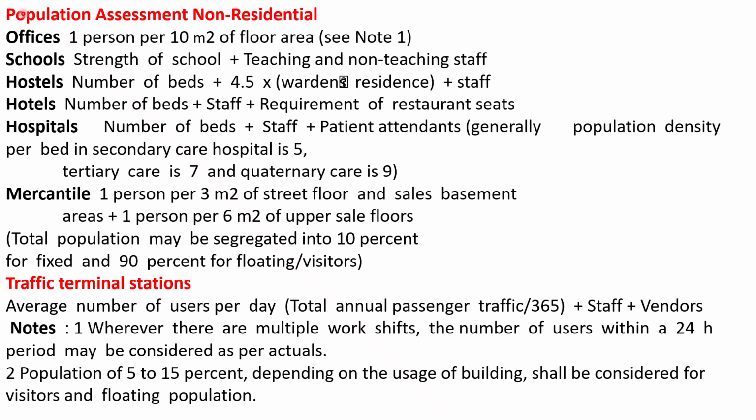Here is a short guideline for non-residential building. For offices, you are supposed to take 1 person per 10 square meter of floor area. For schools, strength of the school, teaching and non-teaching staff. For hotels, number of beds plus 4.5 wardens and staff. You can go through this type of code calculation given in National Building Code.